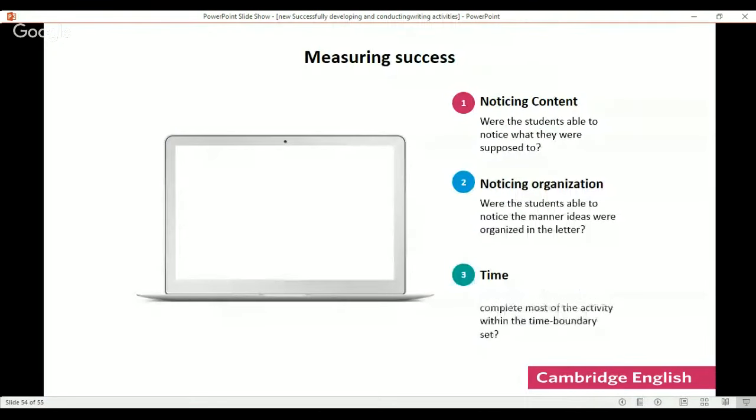Before we come to the end of the webinar, I'd like to recap what we looked at. Activities have 2 types of focuses: fluency and accuracy. Once you've determined the focus of the activity, you need to develop a SMART aim for your activity. The aim needs to be specific, measurable, accurate, relevant, and time-bound.